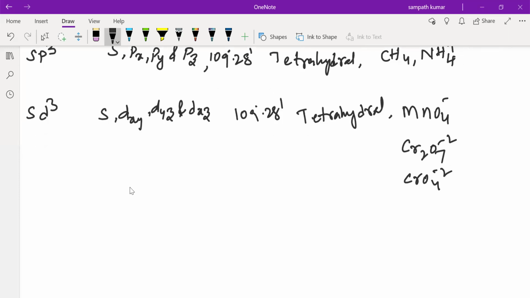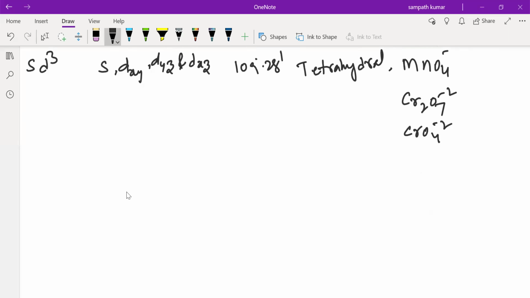Planar means two axes are present. Only a single axis is present, that we are calling the axial one.